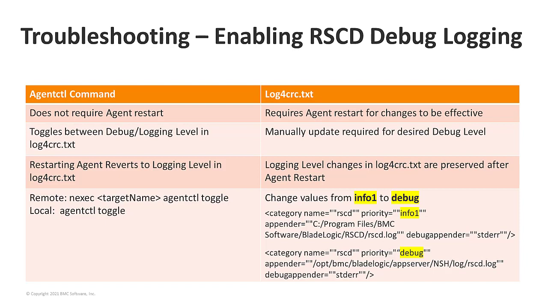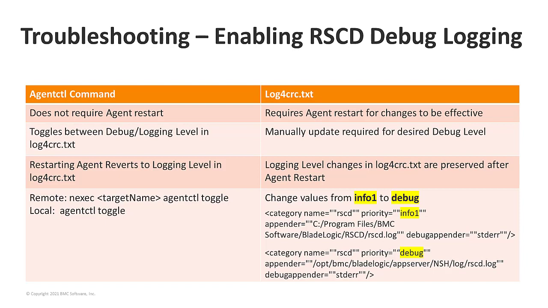When we change the logging level using the agentctl command from info1 to debug, and the agent is restarted, the logging level reverts to the default info1 level of logging. Whereas when we use the log4crc.txt file, manually updating the file and changing the logging level from info1 to debug, it will require an RSCD agent restart to start logging the events in debug mode.